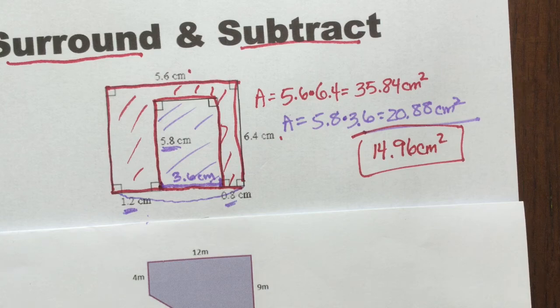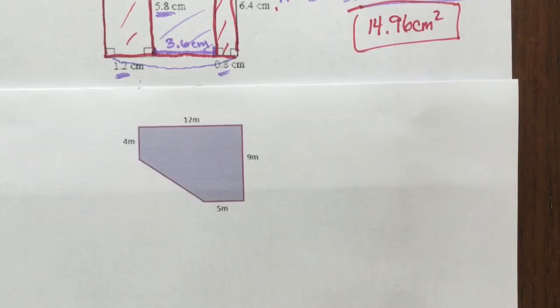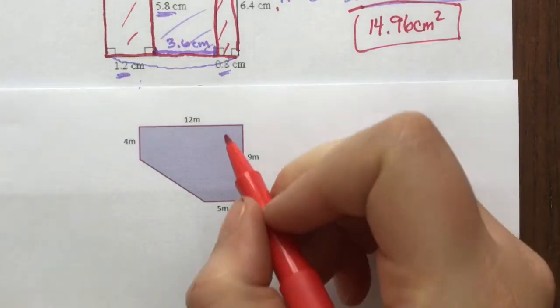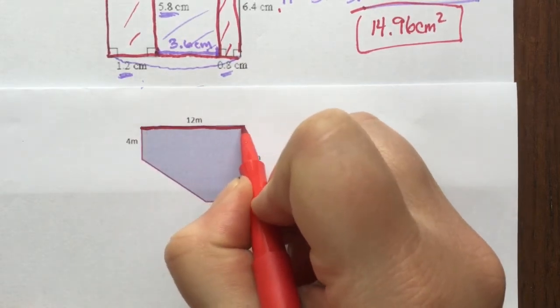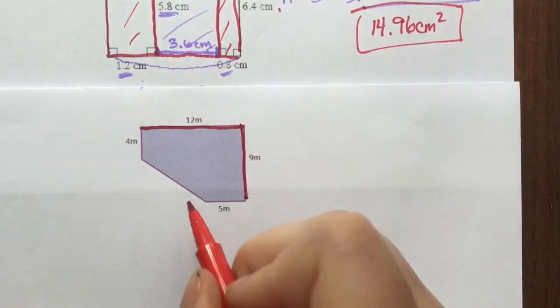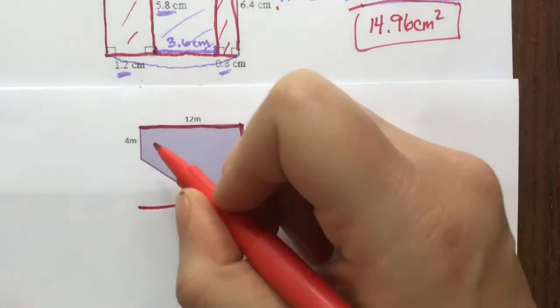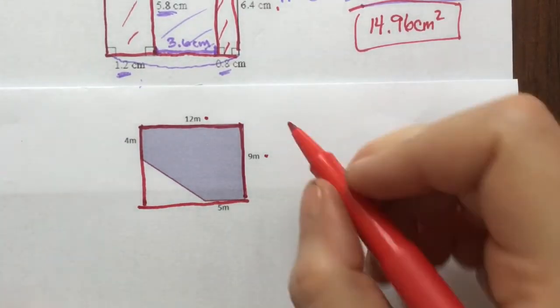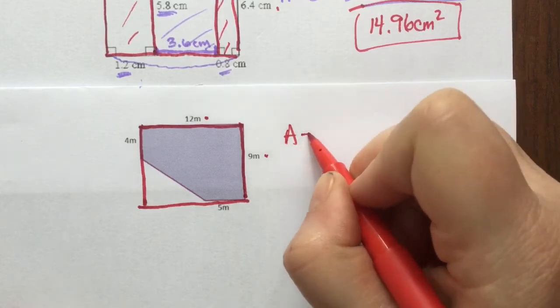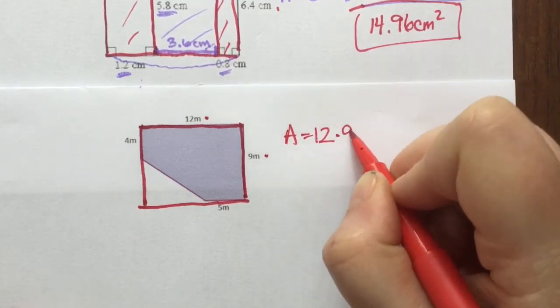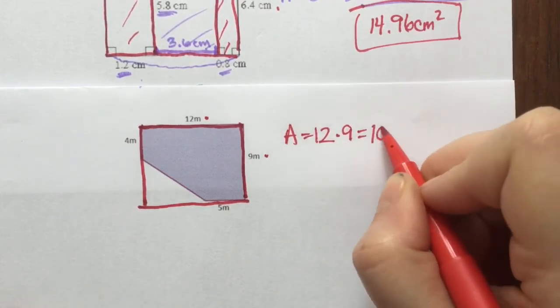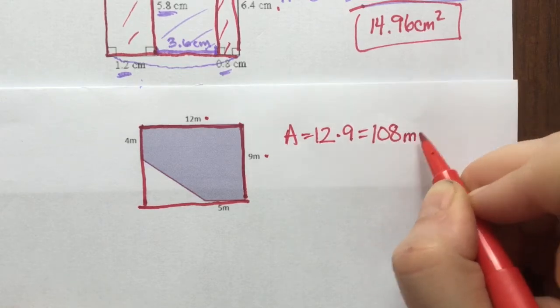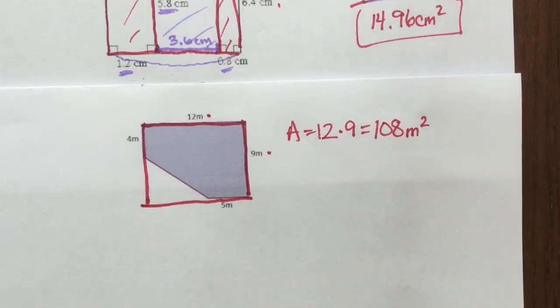Let's try it on one more shape. So down here I have my surrounding rectangle. It would look like this, and it's 12 by 9. So the area surrounding this shape is 12 by 9, or 108 square meters.